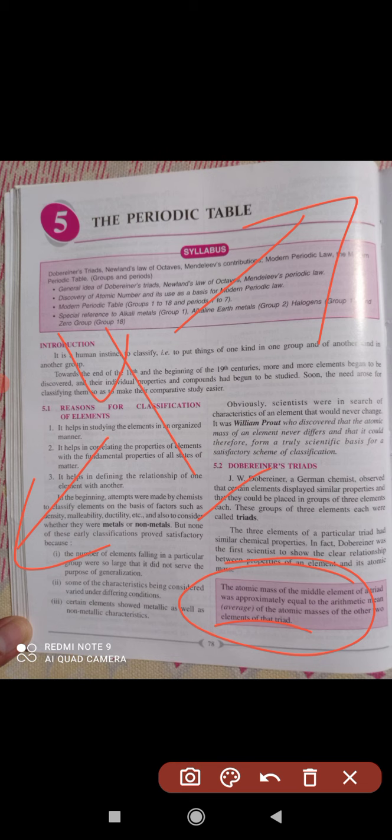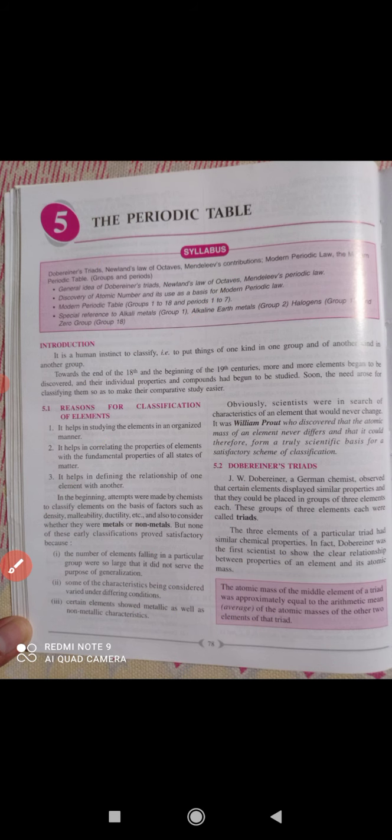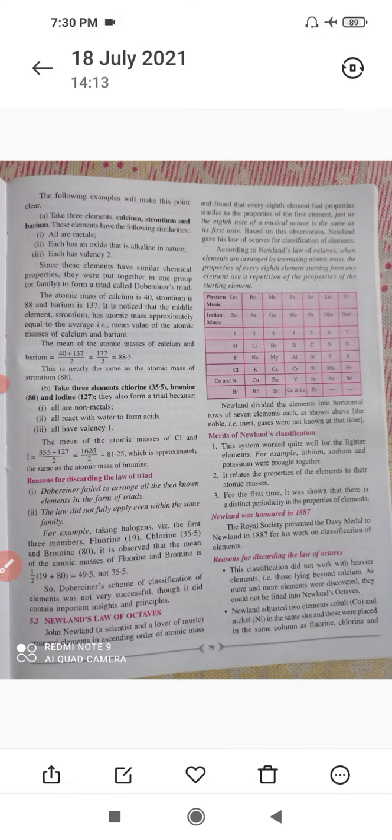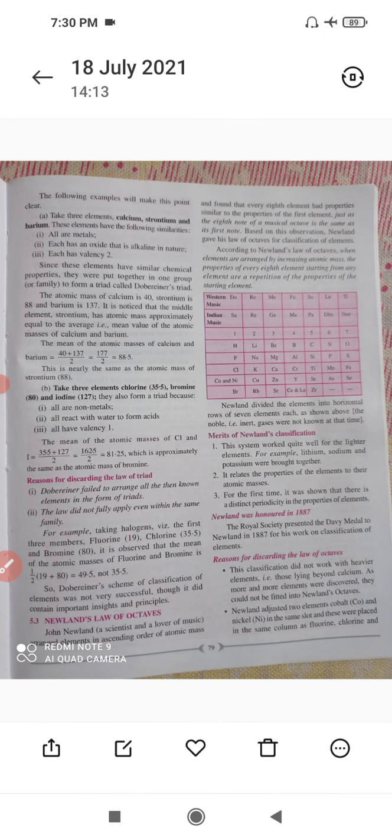Okay, so Doberener provided the triad formula because at that time there were around 63 elements, less than that also. Now there are 118 elements in the periodic table, but before that time only 63 elements were discovered, not more. So that's why the scientist gave the triad formula. Let me give an example, then you can understand.